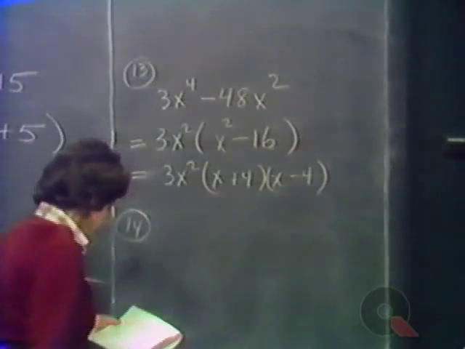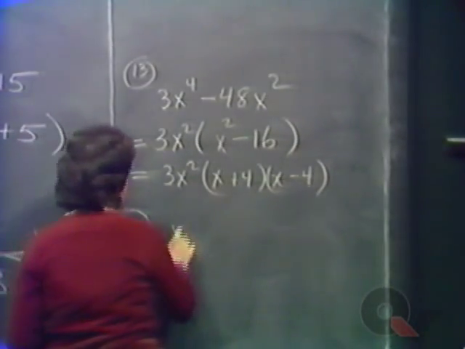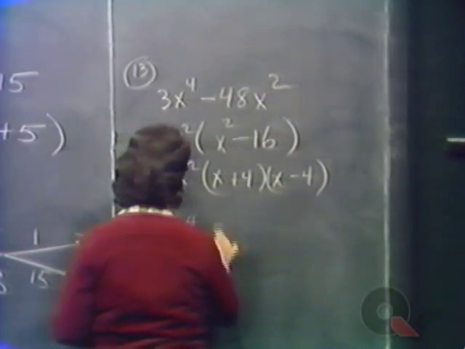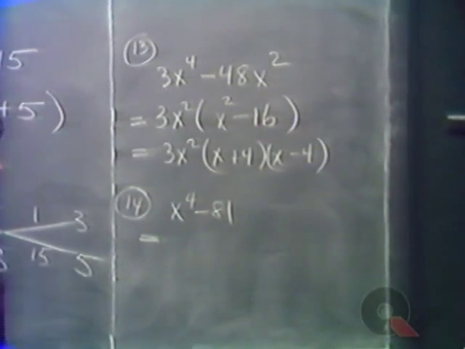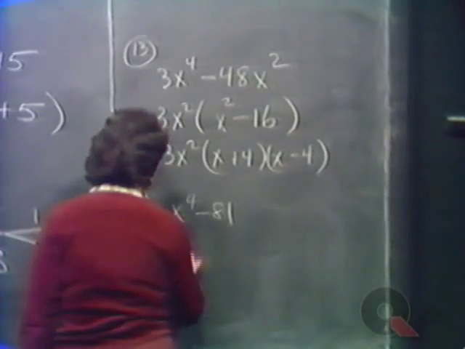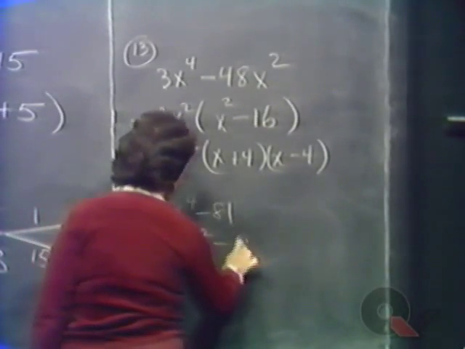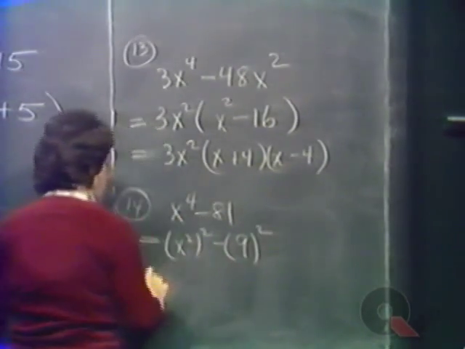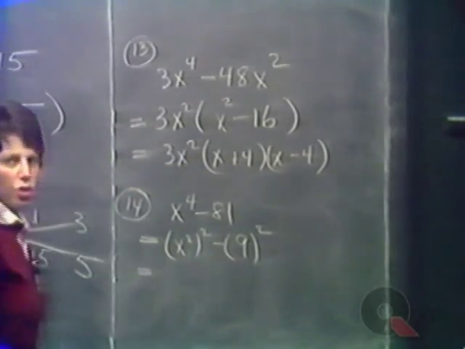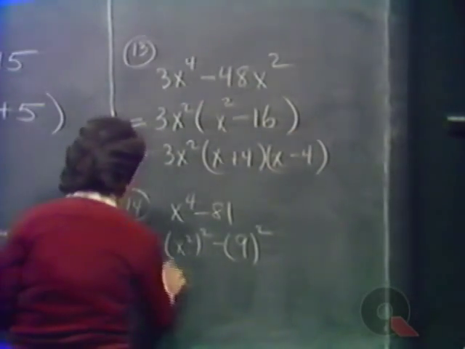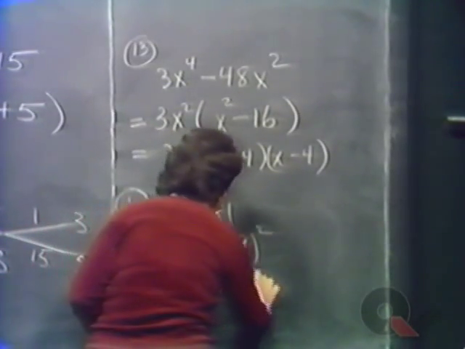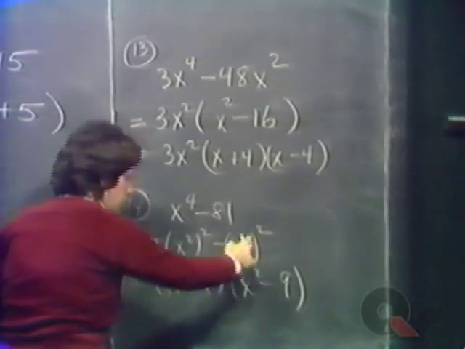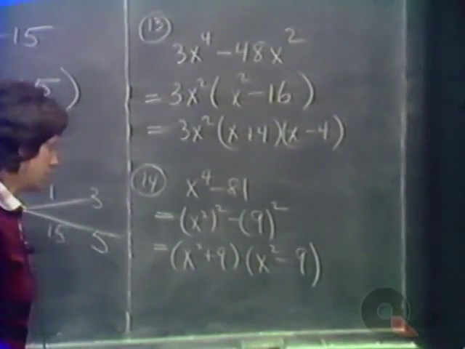And the last problem on this tape, I would like to factor completely x to the 4th minus 81. And we see this is a difference of 2 squares. It is x squared squared minus 9 squared, like a squared minus b squared. So we're going to have x squared plus 9 times x squared minus 9. A plus b times a minus b.